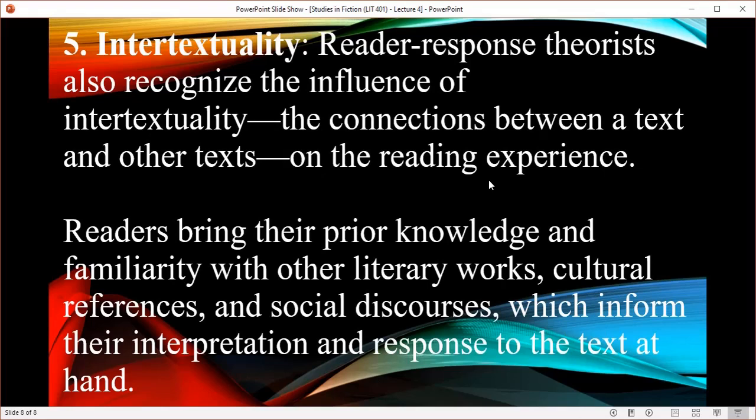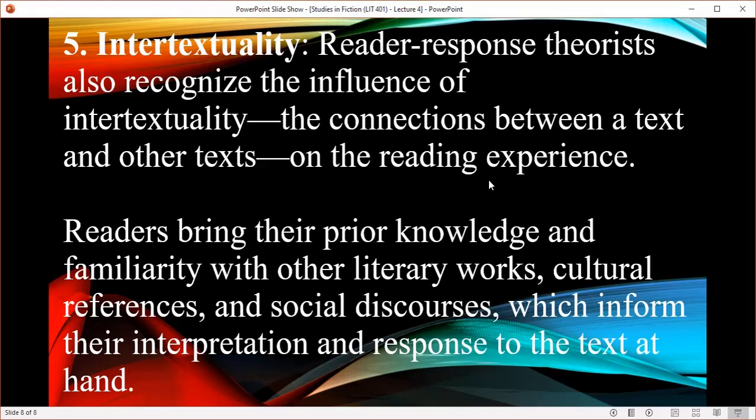The last aspect among the principles guiding interpretation of the text from the reader response theoretical standpoint is intertextuality. There is an interaction between a text and other texts. So to interpret a text, we need other texts within the whole text to interpret it. So no text is interpreted as a single text.